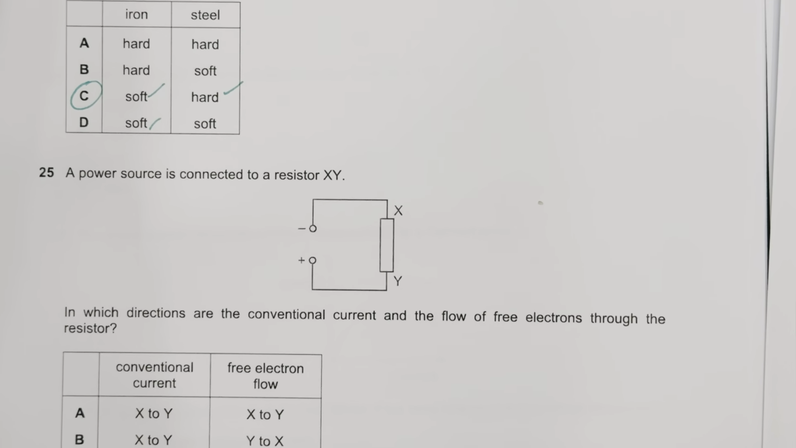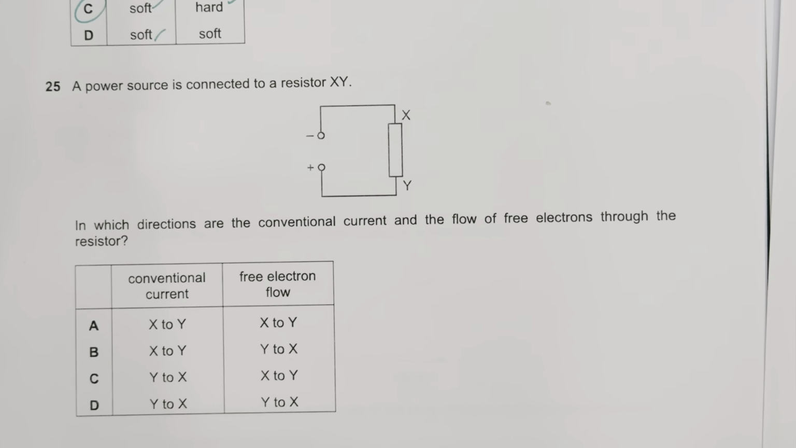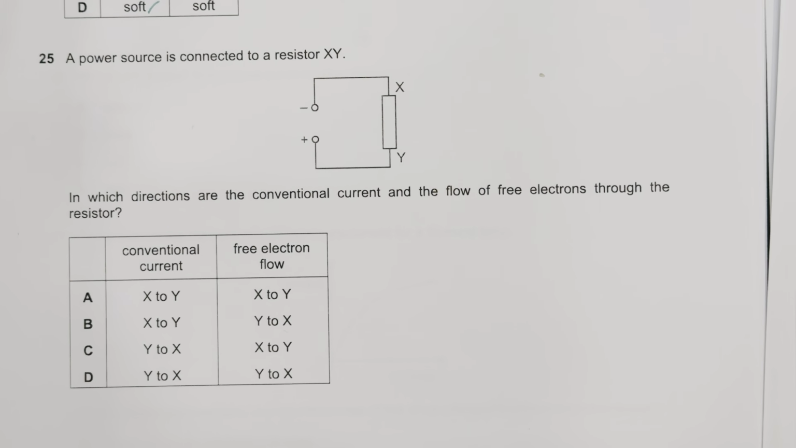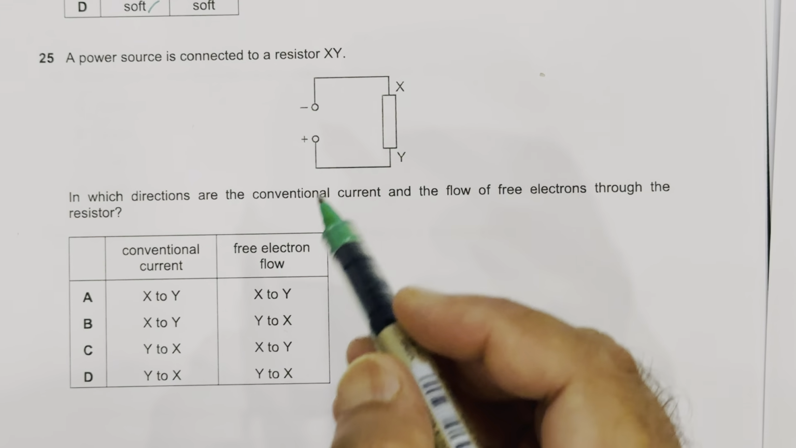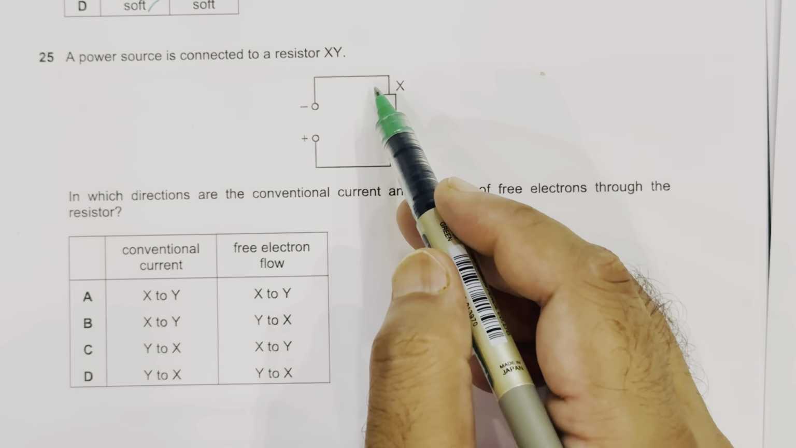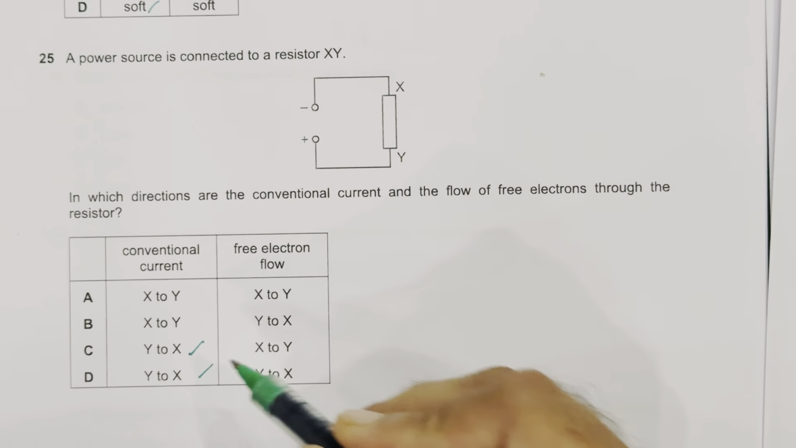A power source is connected to a resistor XY. In which directions are the conventional current and the flow of the free electrons through the resistor? Okay, the conventional current moves from higher potential to lower potential, so it goes from Y to X.